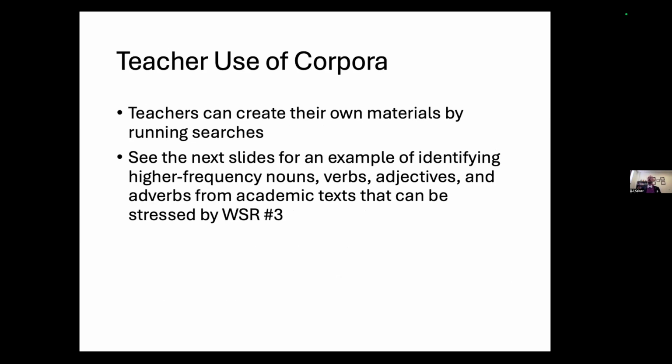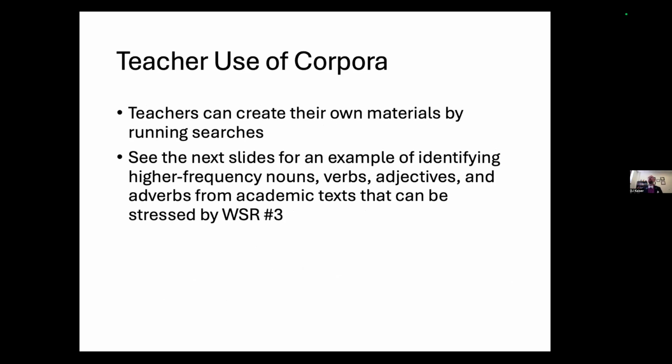So I want to talk a little bit about teacher use of corpora. Teachers can create their own materials by running their own searches. I'll show just a few slides of things that you can do. I'll show in COCA, you can search by part of speech.